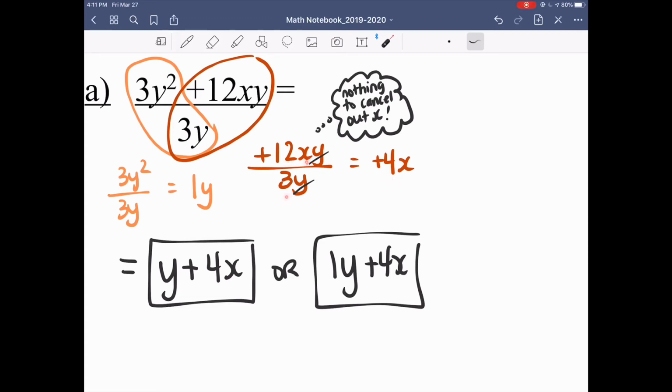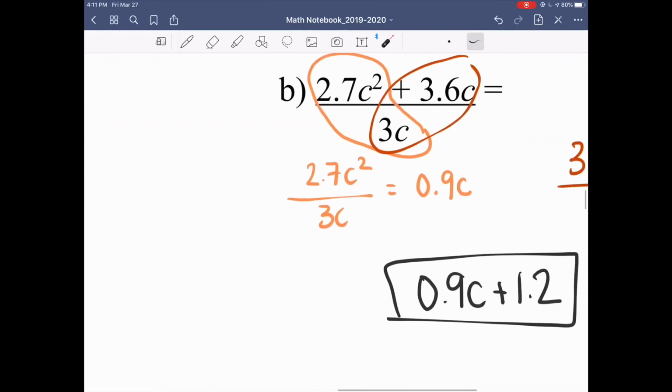X has nothing to cancel it out with. So there's no x on the bottom. So x kind of just stays. X divided by nothing is just x. You can only divide like terms. You cannot divide things that are not like terms. So this x would not cancel out this y, for example. But y divided by y, that cancels each other out. So there's no more y's left. So our final answer would be 1y plus 4x, or just y plus 4x.